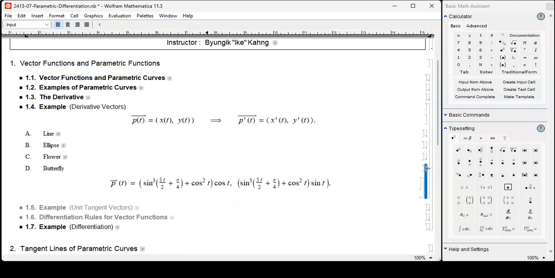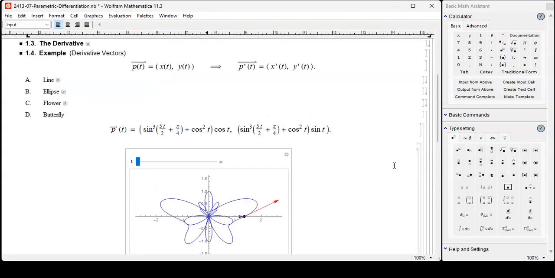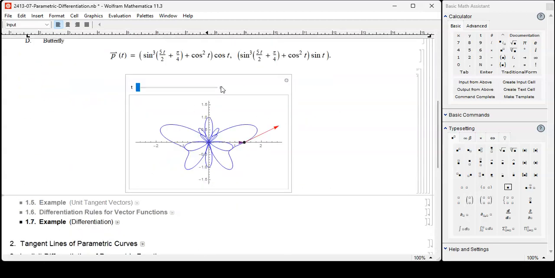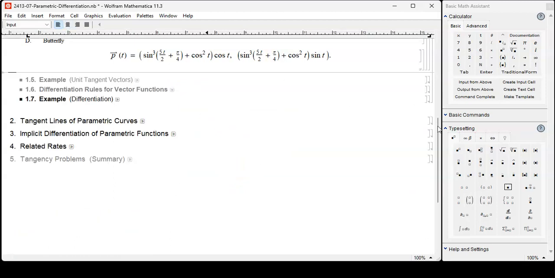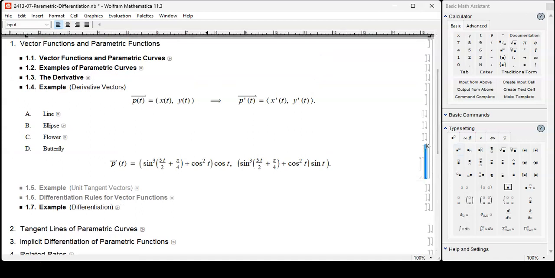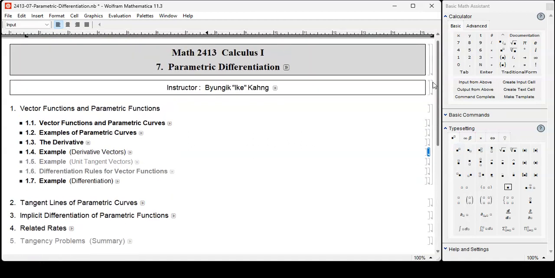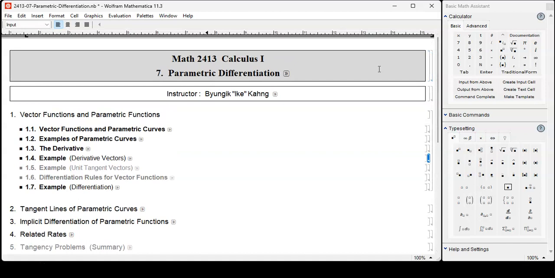One final example, and then we are going to go ahead with some computation problems. Let's see, how about the butterfly example? Again, pretty much the same. The red arrow, the derivative vector, sometimes gets longer, sometimes gets smaller. When it's long, that means the dot is moving quickly there. When the arrow gets smaller, that means it's slowing down. Okay, so we enjoyed some visualizations, but those are merely for fun.